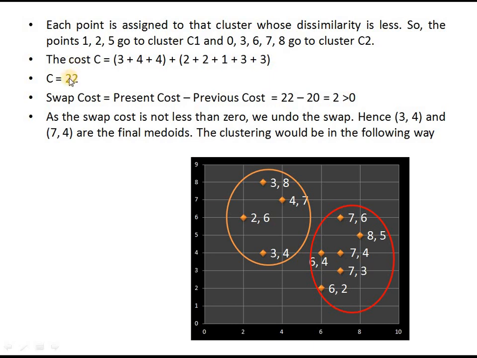We get the cost function 22, the present cost 22 and previous cost 20, so the swap cost is 2. As the swap cost is not less than 0, according to this result we undo the swap. Hence 3, 4 and 7, 4 are the final medoids. The clustering would be in the following way. We got this clustering, 2 clusters. In this cluster we get these values, and in the next cluster we get these values.